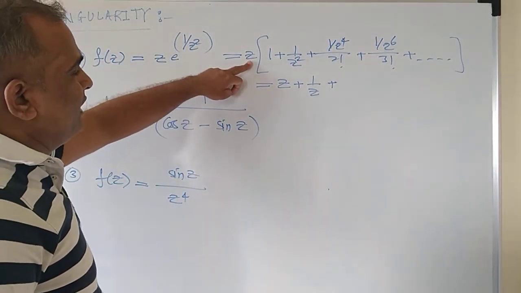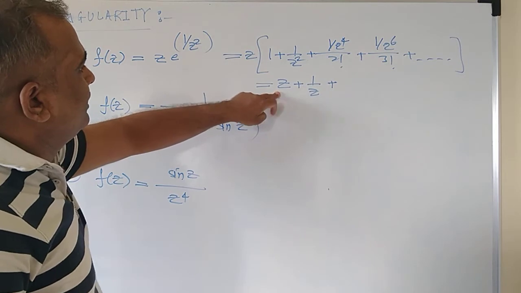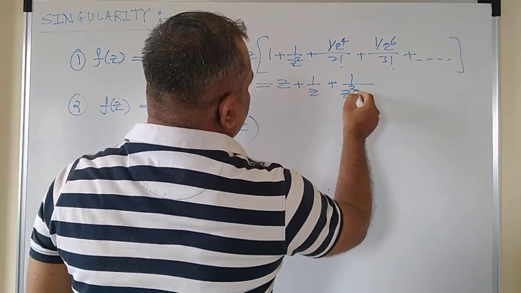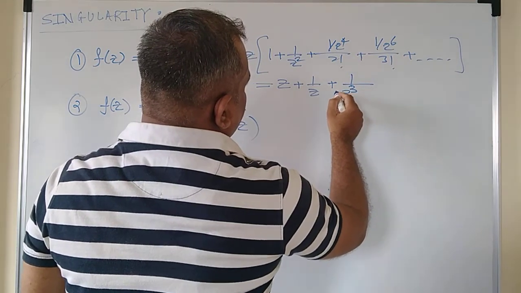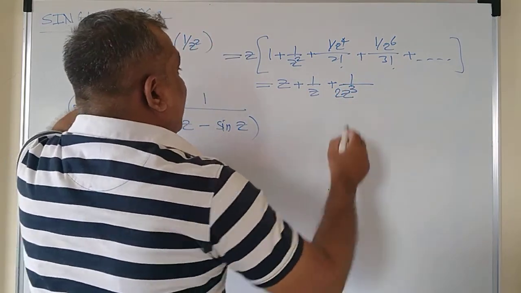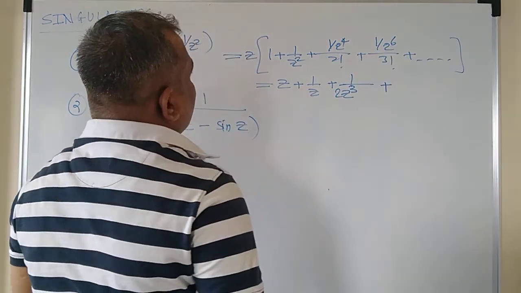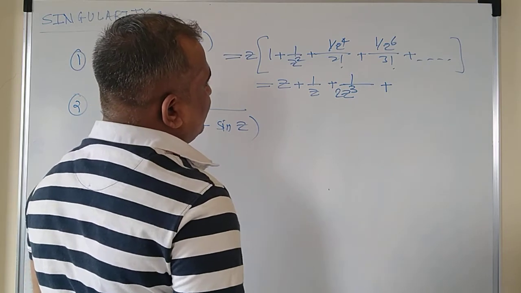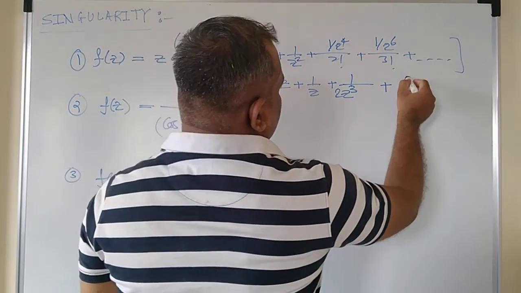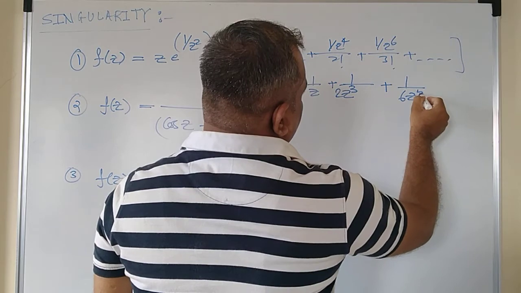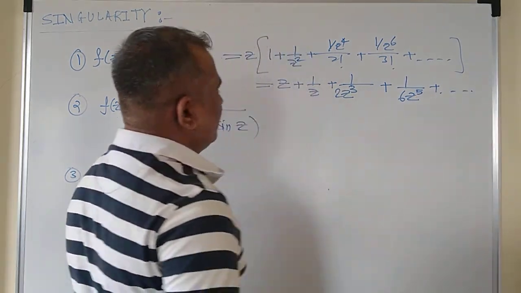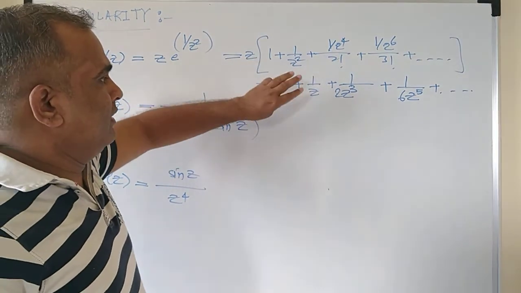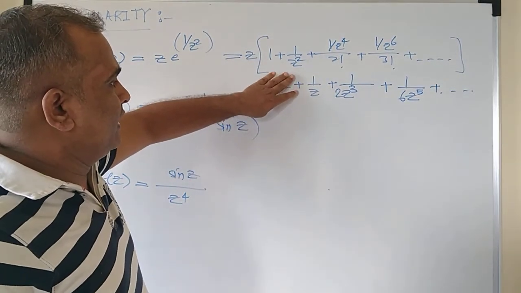By multiplying z inside the bracket, you will get z here, then 1 by z, plus 1 by z cube into 2 factorial, that means 2 z cube, and plus z divided by 3 factorial z raised to 6. So 1 upon z raised to 5, and 3 factorial is 6, so 1 upon 6 z power 5 plus and so on. The terms are non-terminating. This is the numerator, the analytic part, so don't think about this part.